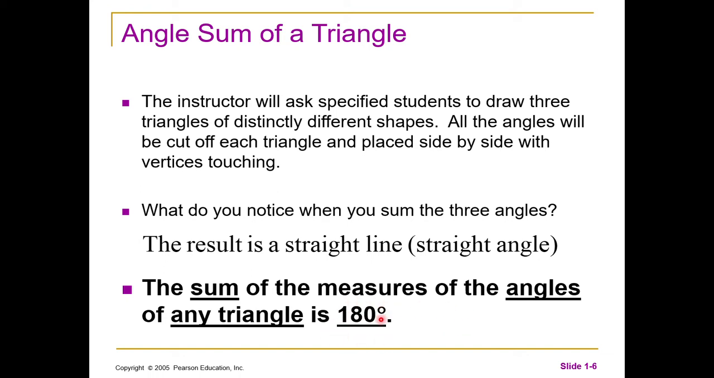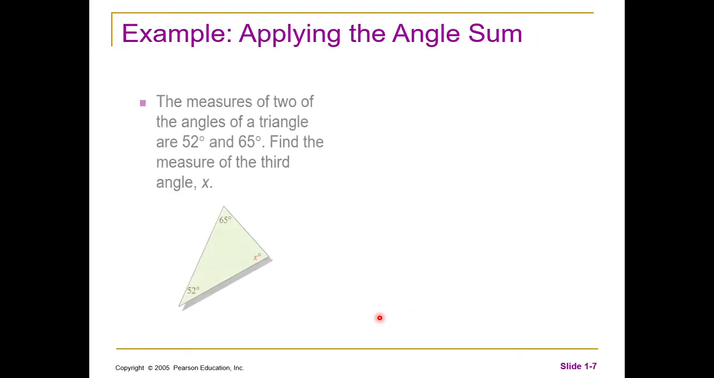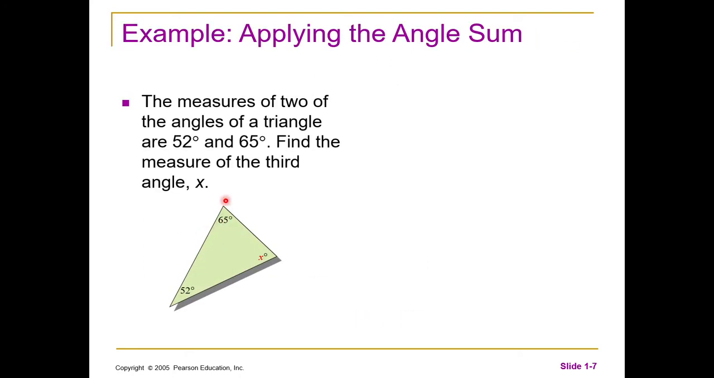Hindi pwedeng sumobra, hindi pwedeng magkulang. 180 degrees. Okay. Applying the angle sum. Okay, for example, this one. So the measure of two angles of the triangle are 52 degrees and 65 degrees. Find the measure of the third angle. So we're looking for this angle.